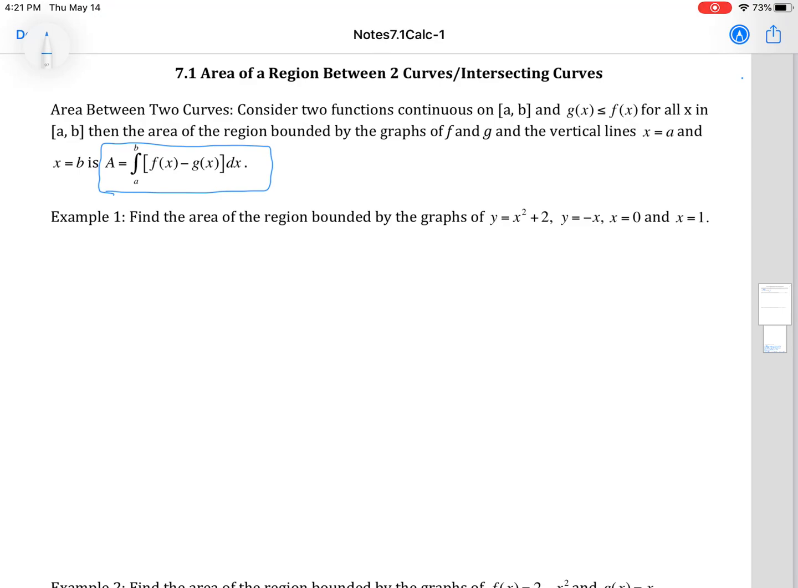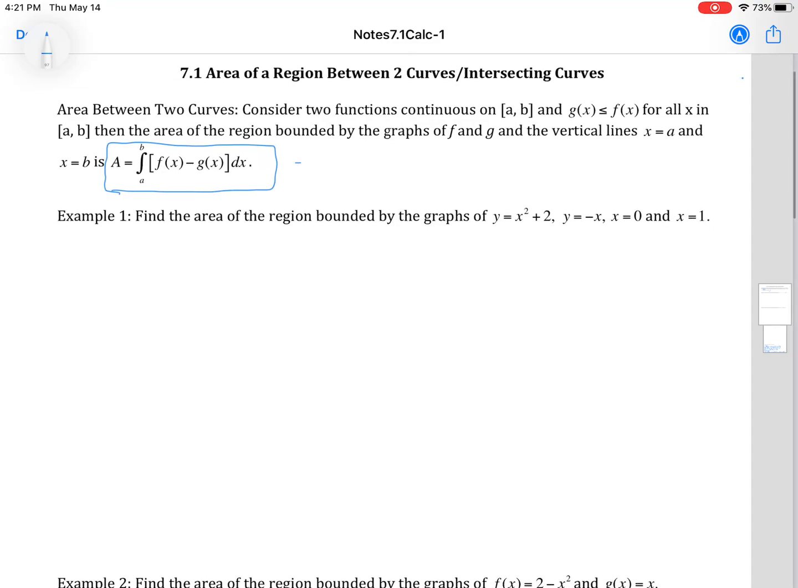And in regards to f of x minus g of x, how you determine that, what I always like to do is, first of all, again, the graphing is crucial because you need to know what the graphs look like. But another way of looking at it, f of x is the top function, and g of x is the bottom function, meaning one of them is going to be above the other one when you look at the graph. All right, so let's try one of these out.